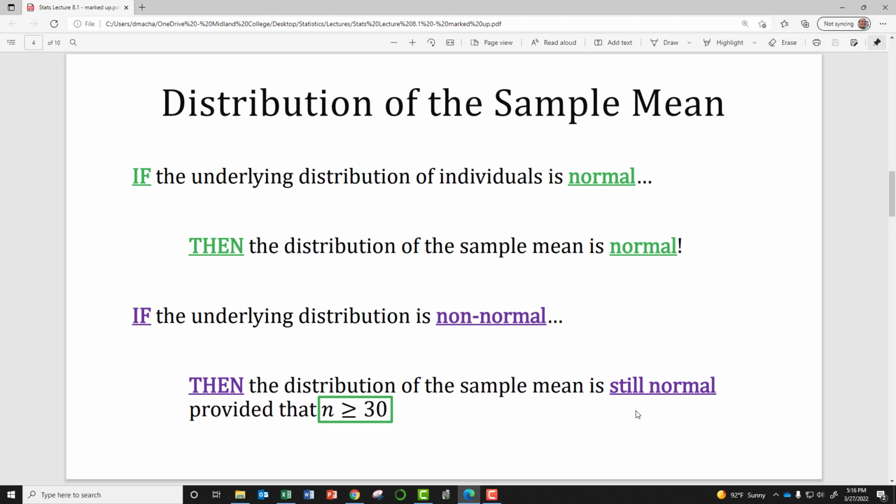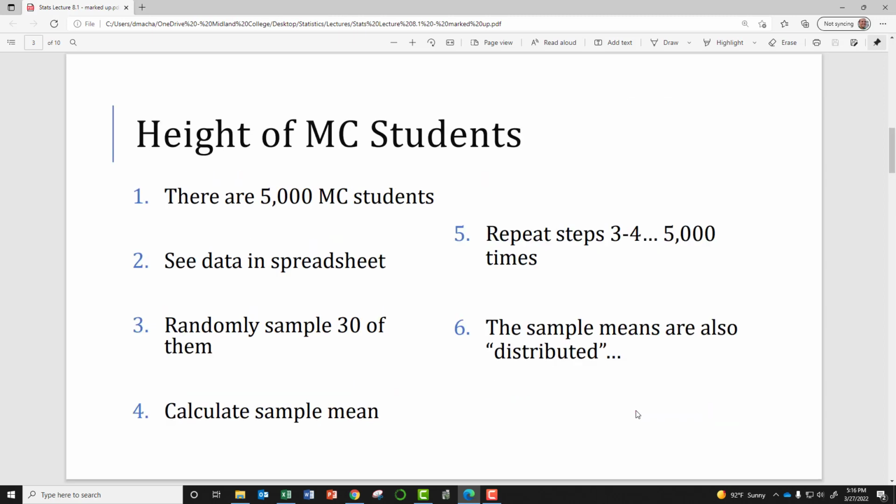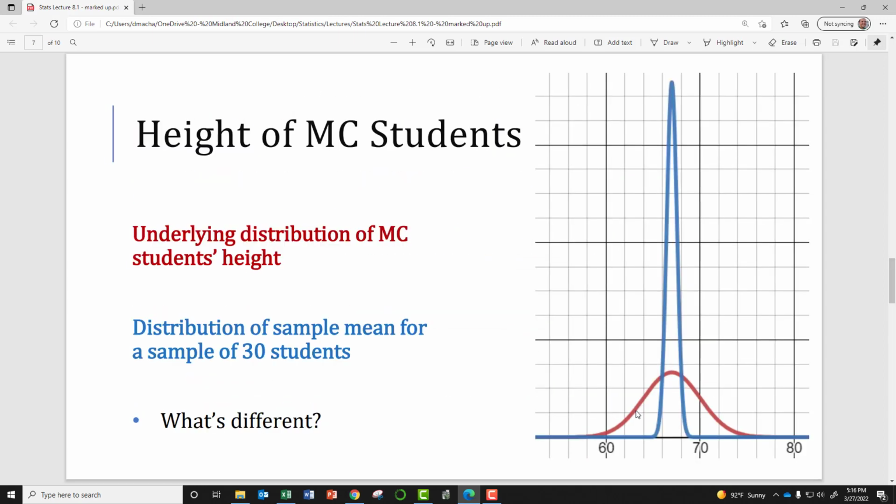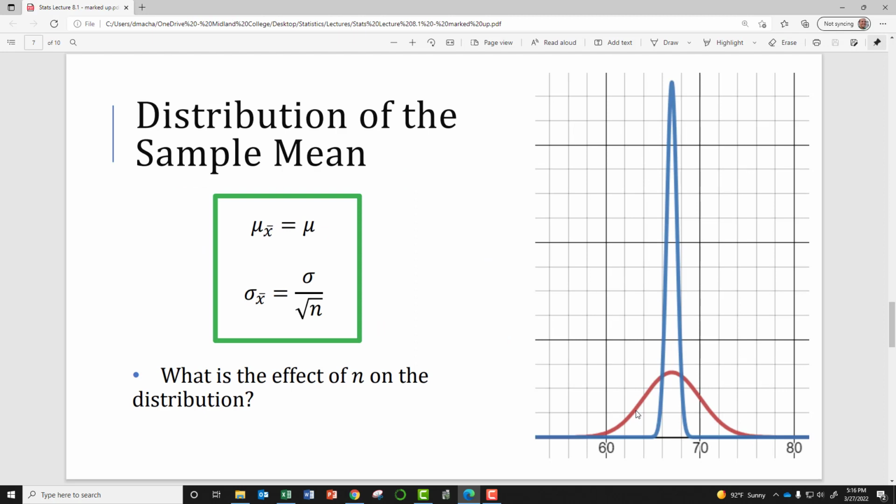So whenever you see that happening, you tend to have random processes that follow a normal probability distribution. And we're going to see some examples of this as well, so you don't have to take my word for it. You'll be able to see some empirical evidence. But here are the parameters that describe the distribution of the sample mean.